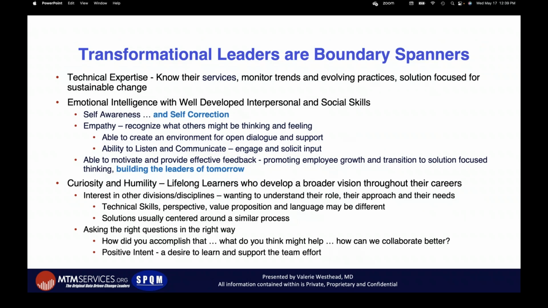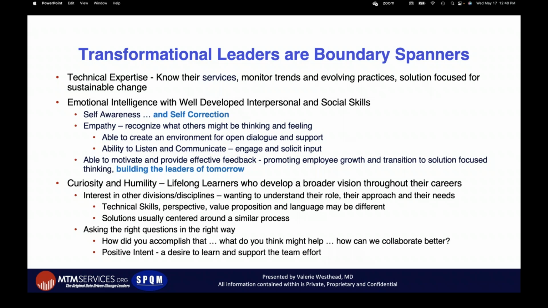Another thing that we have to become if we're going to be a successful transformational leader is to become what I call boundary spanners, which means I know my technical expertise. I know what I know. I know how to monitor trends. I know how to think about sustainable solutions to problems that arise. So I understand my area of expertise. I understand where that ends and where I need to rely on somebody else. And I have the emotional intelligence to recognize that. I have the ability to interact with other people and be able to build those bridges so that we can have across the board improvement.